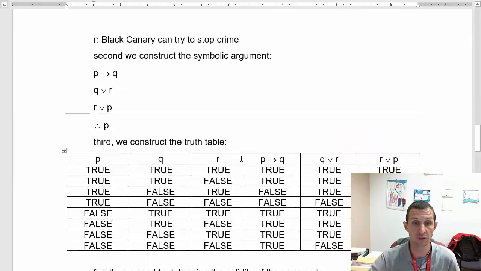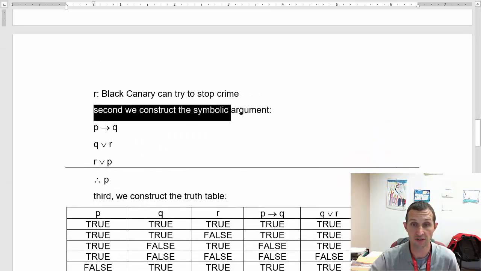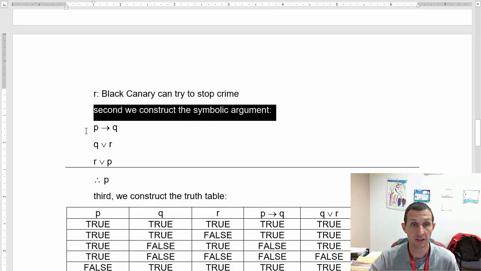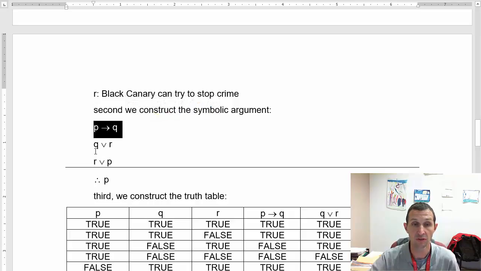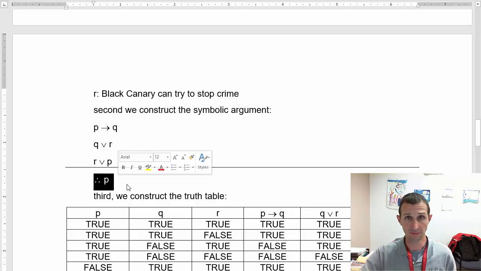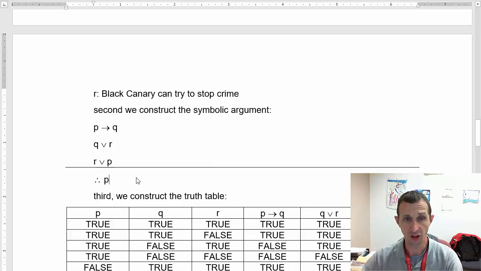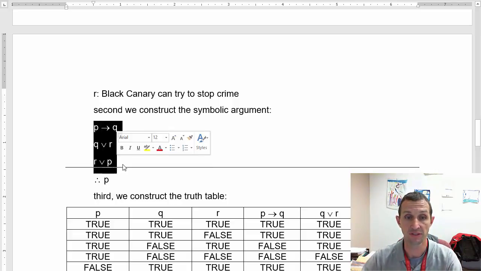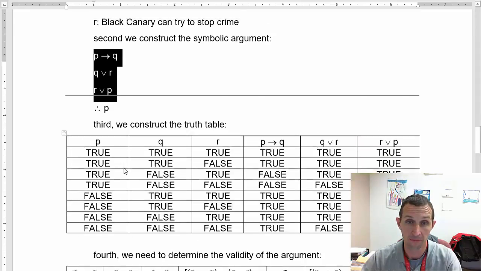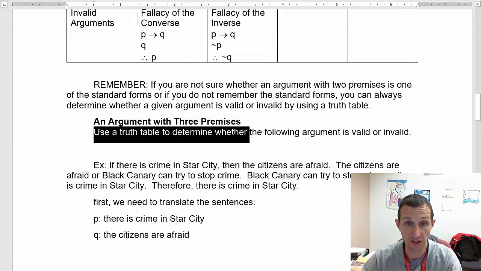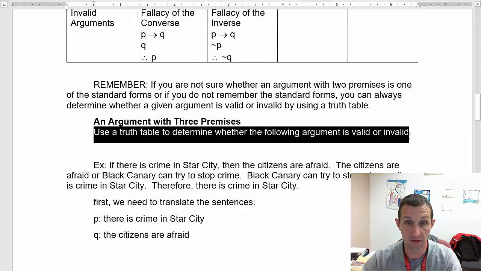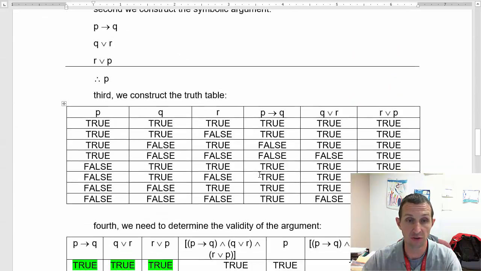And so what we want to do is construct the symbolic argument. If P then Q, if I have Q or R and I have R or P, therefore do I necessarily have P? Is P true under these three premises? And so we have to use a truth table to determine it. We don't have a standard form for this.